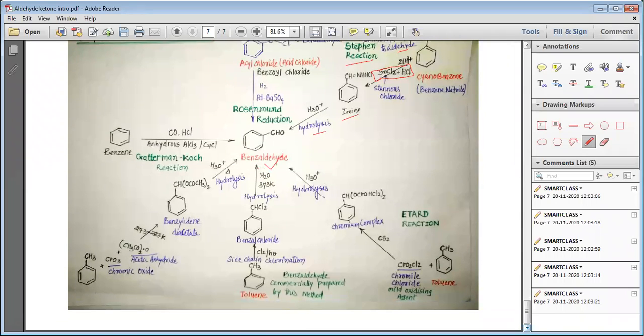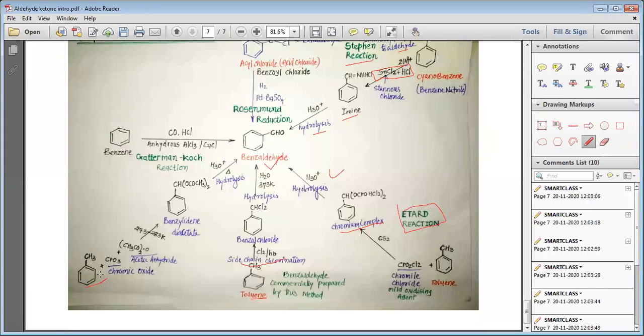Same way, my dear students, a very important reaction is known as the Etard reaction. In Etard reaction, toluene is converted to benzaldehyde. Toluene is allowed to react with chromyl chloride, so it gives us the chromium complex. And this chromium complex on hydrolysis gives us benzaldehyde. Same way, in another reaction, toluene undergoes side chain chlorination, so we get benzyl chloride, which on hydrolysis gives benzaldehyde.